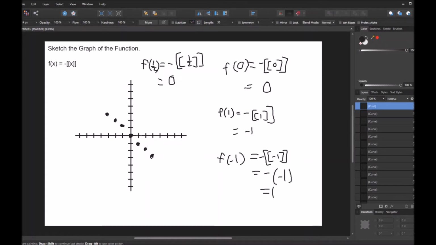But at f of 1 it will jump down to this point. So our open circle is going to look like that. The open circle is going to be to the right of the closed circle. And again, you can plug in these points for yourself and you should see the same thing. So it would just look something like this. And that's how you do that one.